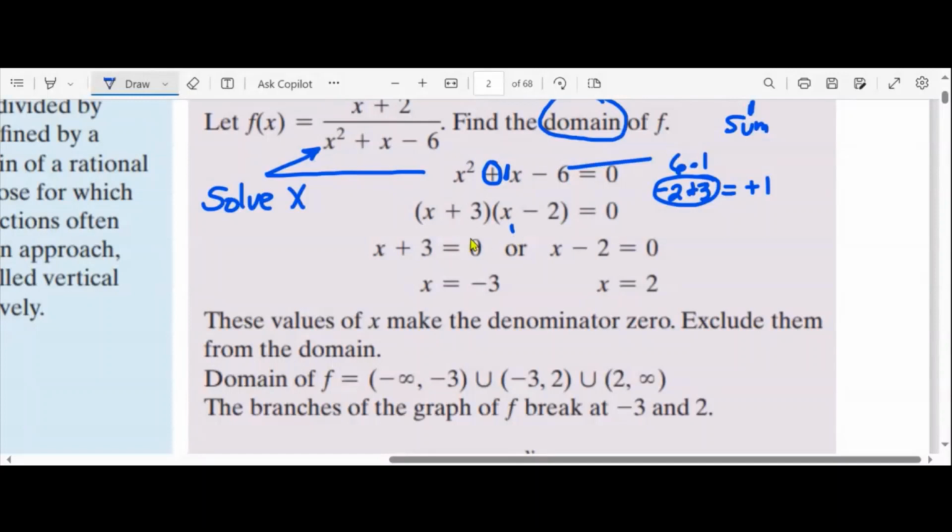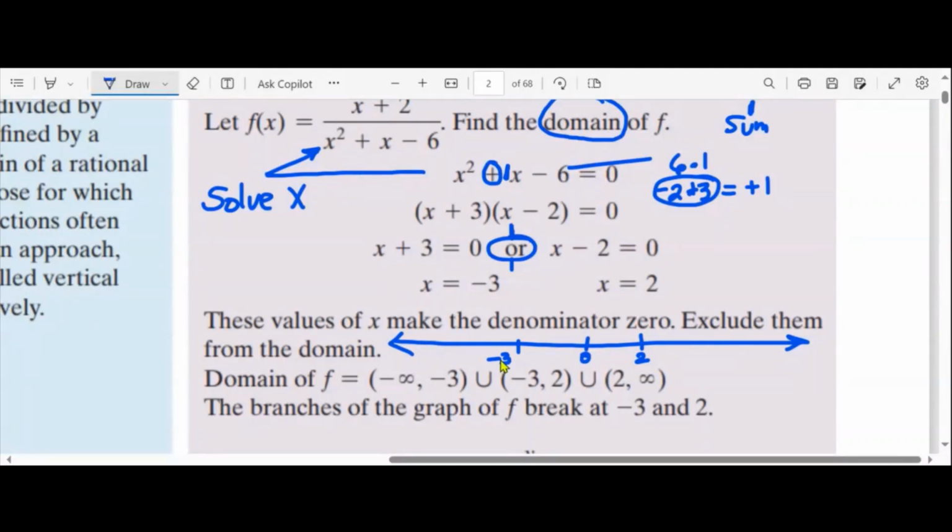Now I split them into two parts. x plus 3 equals 0 or x minus 2 equals 0. So x equals negative 3, x equals 2. That means when you graph it, if you have a number line here, where is 0? In the middle. Where is 2? Here. Where is negative 3? Here.